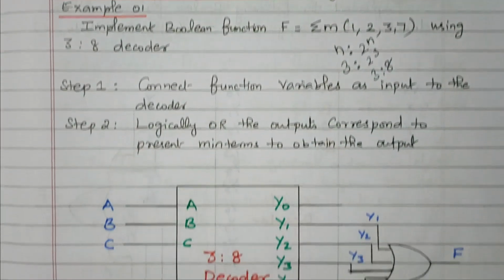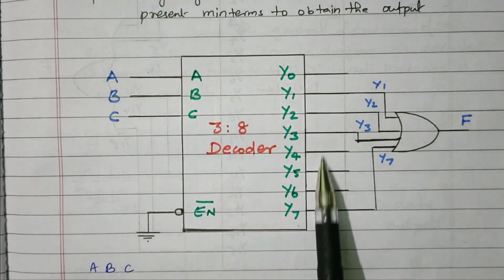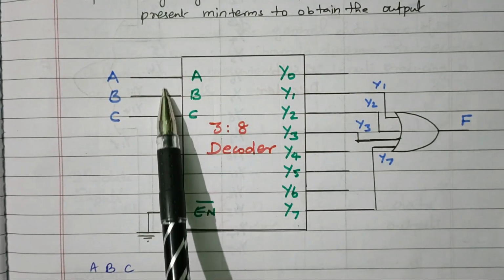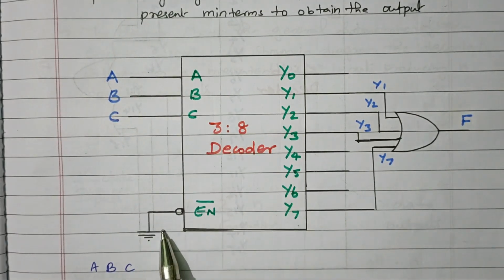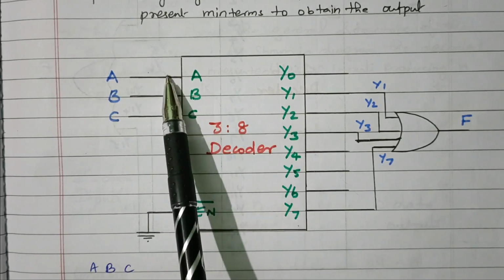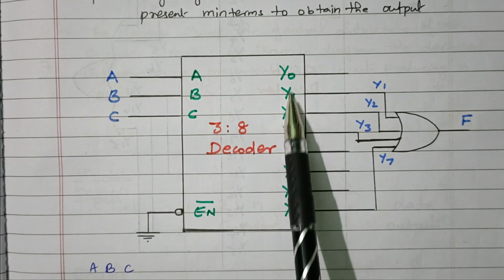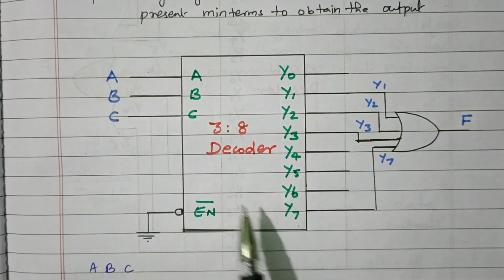Right. Now we'll see the logic diagram. So this is the 3 to 8 decoder. 3 inputs A, B, C and 8 different outputs. This is enable input. 3 inputs are A, B, C. Right. So based on this A, B, C value, we'll get the 8 different outputs. Right. 3 digits, 8 possible combinations are available.